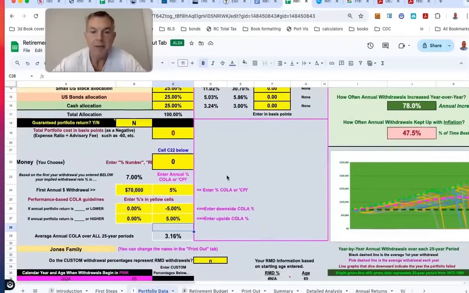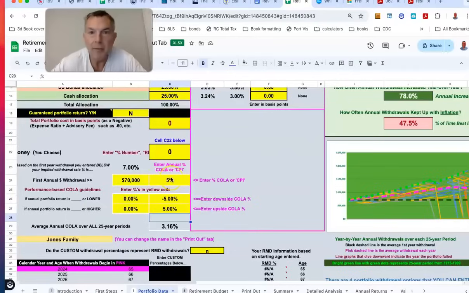All right, so now I'm telling the software, hey, I want to have a 5% increase each and every year on my $70,000, unless the markets go in the negative. If the markets go in the negative, I want to decrease my spending by 5%.